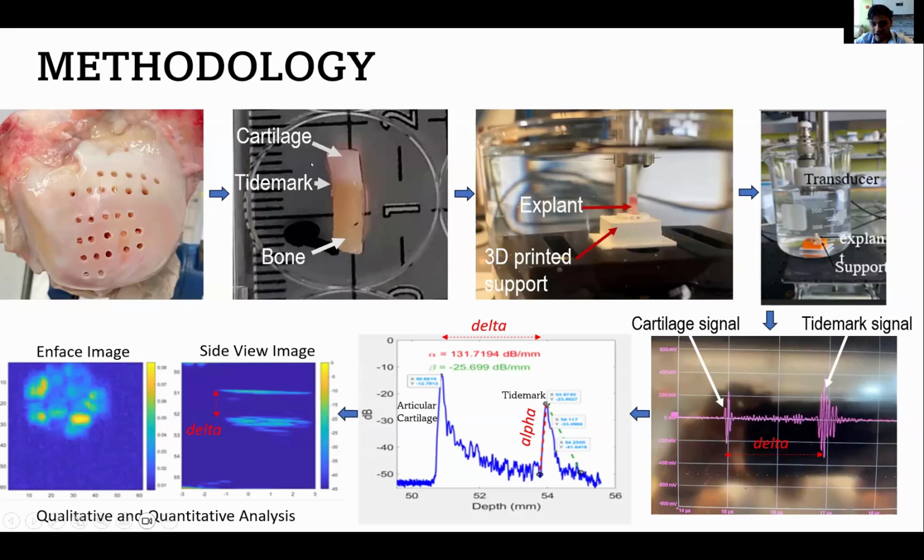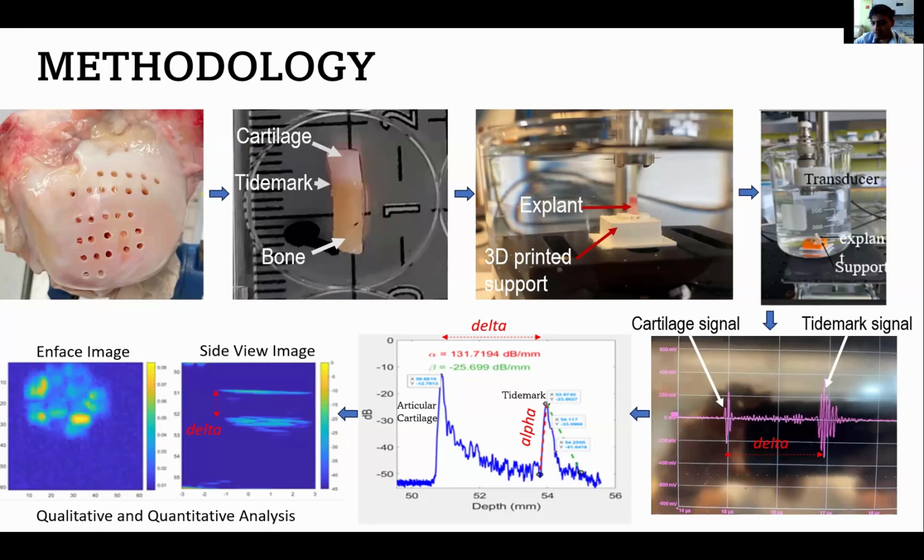Here you can see this white shiny surface on the top is the articular cartilage, and then there's an interface separating the cartilage from the bone. That's our tide mark, and you can see the subchondral bone underneath it. Then you place this into a 3D printed holder to maintain the orientation of the explant while scanning. We discovered later in our pilot studies that maintaining the orientation is very important if you want to reproduce your measurements.